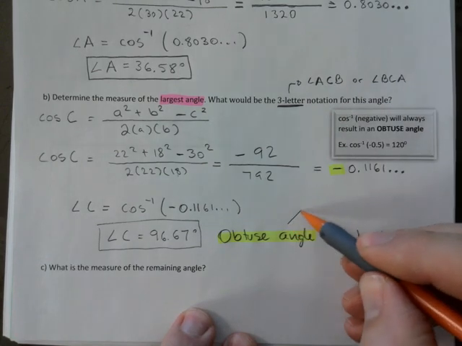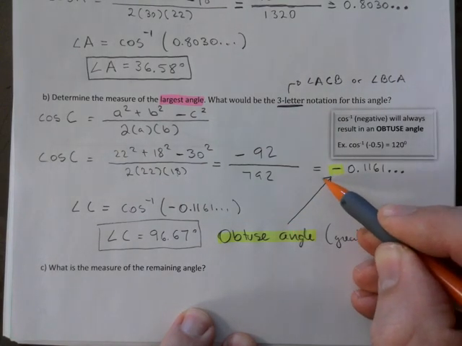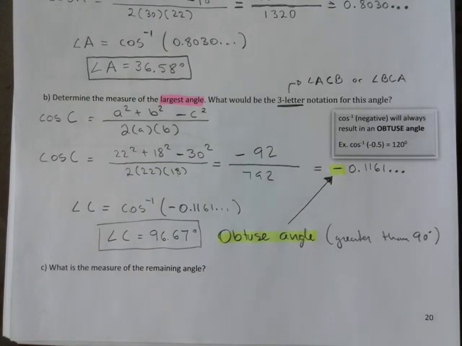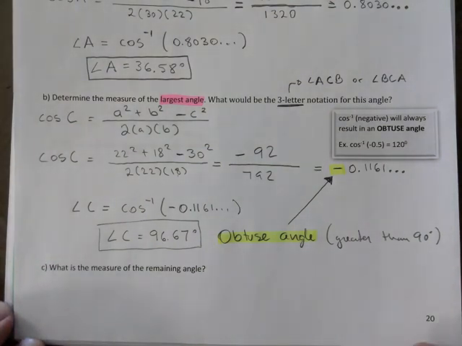Actually, before you even come up with your answer, as soon as you have a negative showing up, you know it's going to be obtuse without going any further. It could be 90.01, it could be 91, 92, it could be 150, doesn't matter. It will be bigger than 90. Okay? It will be guaranteed.